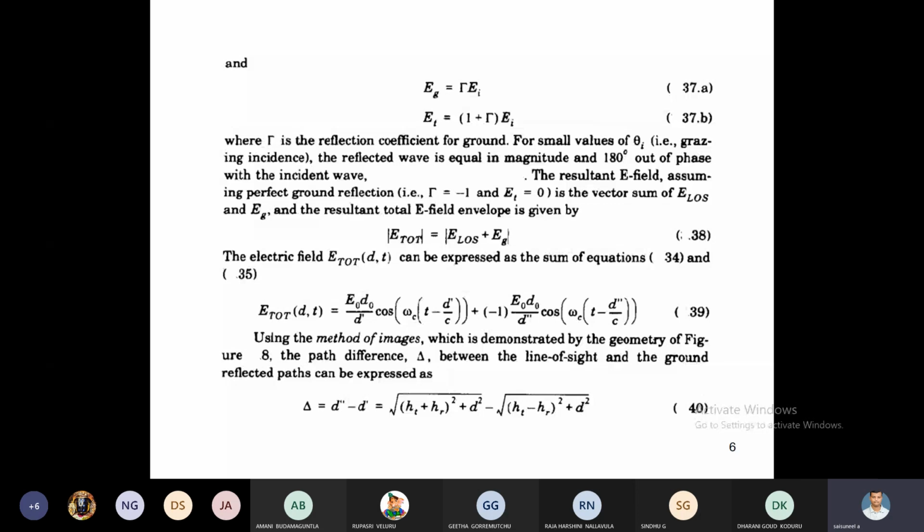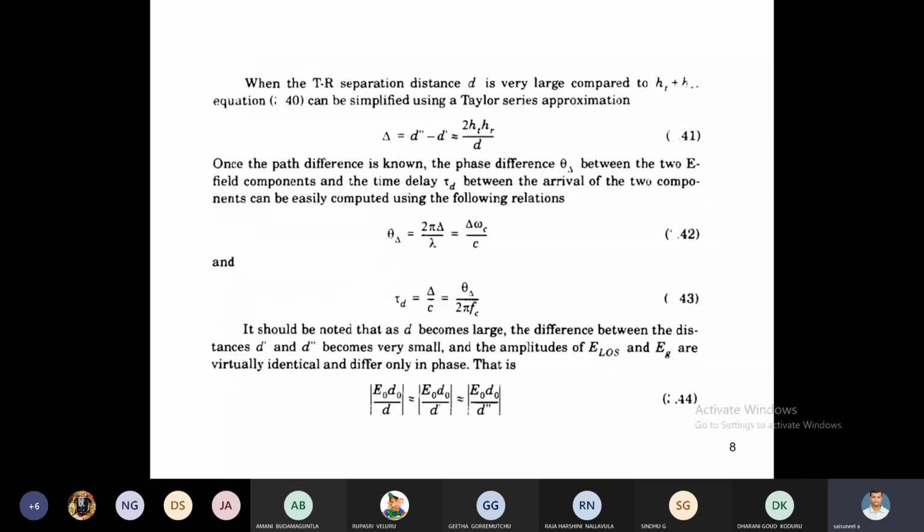To simplify this equation number 40, d double dash minus d dash is equal to 2 ht hr by d. This is simplified based upon the Taylor series approximation. That is, delta is the path difference. Now similarly we have to calculate the phase difference between the line of sight path and the ground reflection path. That is theta delta, the phase difference, which is equal to 2 pi delta by lambda, which is equal to delta omega c by c.